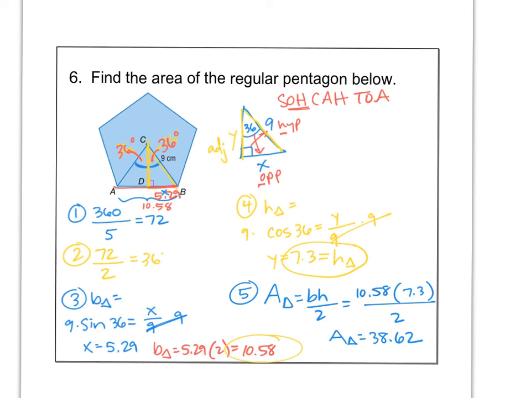Now, how many triangles will it take to fill up a pentagon? Well, step number 6, I'm just going to put it off to the side up here. You take your 38.62 and you multiply by 5 because a pentagon has 5 sides. And it comes out to be approximately 193.09 centimeters squared.